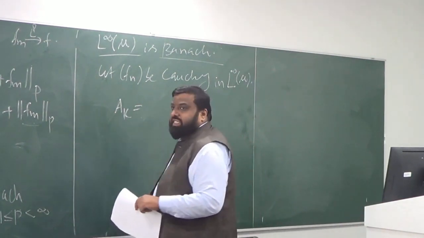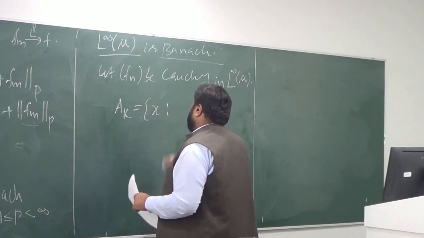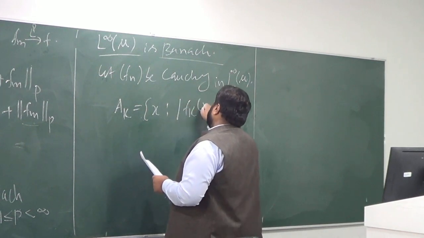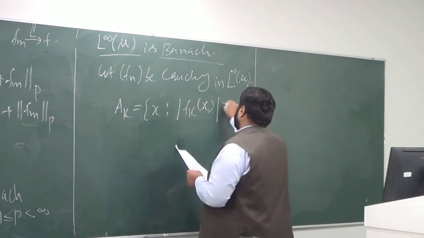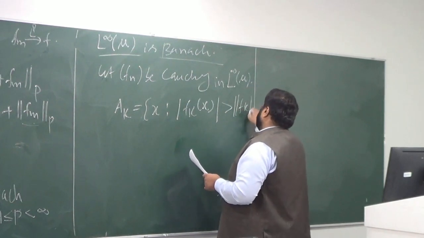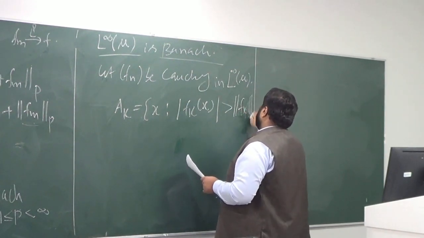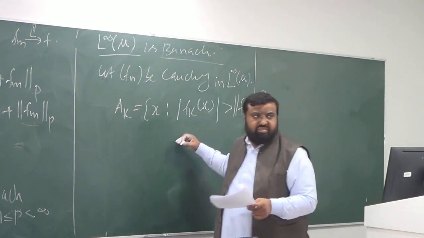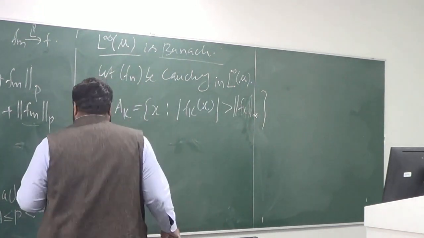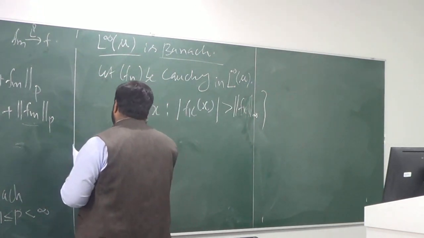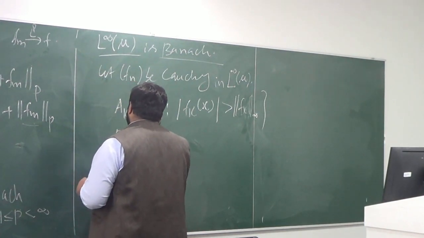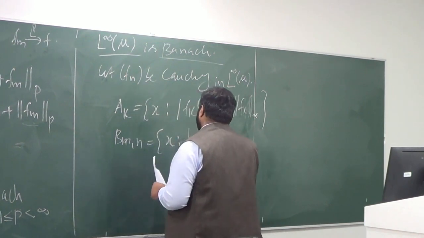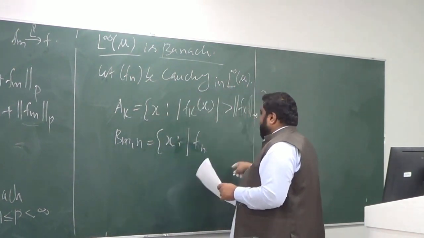So I'm saying, consider the set A_k of x for which the Fk of x is bigger than the norm of Fk in L infinity. I can consider this. Obviously, this is going to have measure 0, and by the set B_mn, I mean the collection of the x for which a similar statement is true, but for a different set.